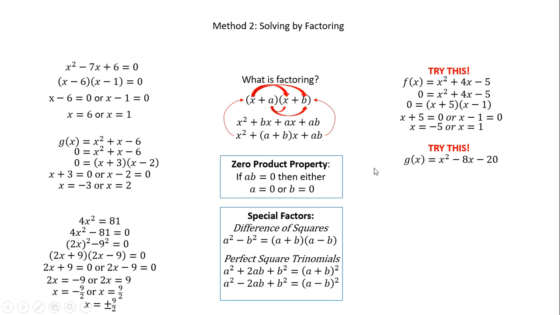All right, think you got it this time too? Well, let's see. So we set it equal to 0. And hey, it looks like negative 10 plus 2. Negative 10 and 2 give us negative 20. Adds give us negative 8. We can solve to get x equals 10 or x equals negative 2. All right, let's do one more.